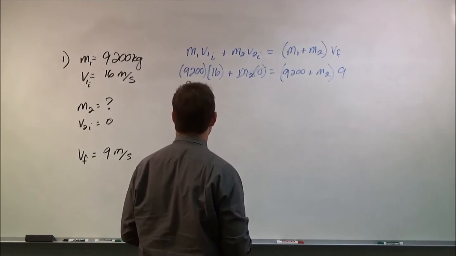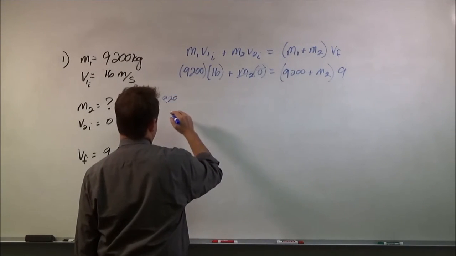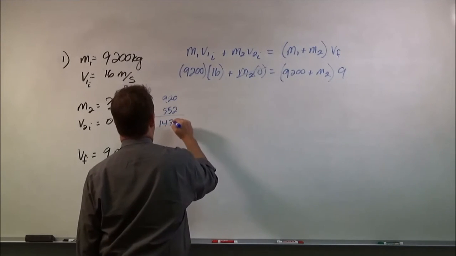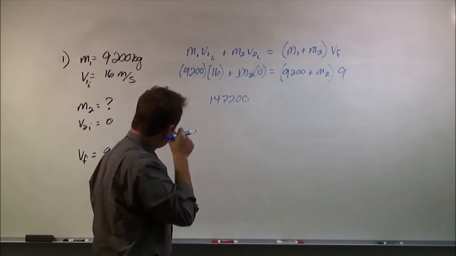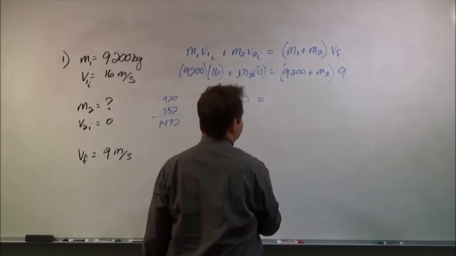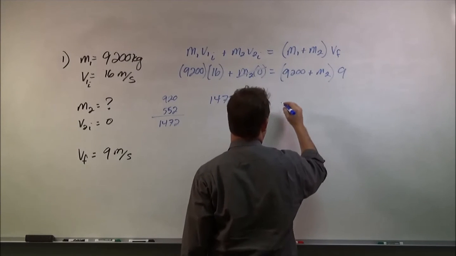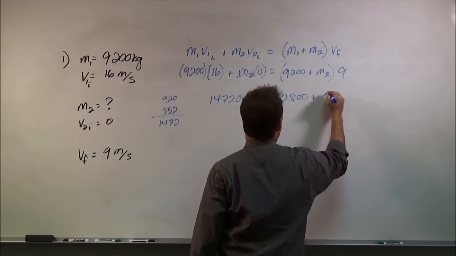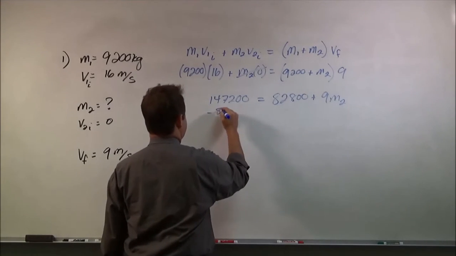92 times 16, let's see, 92 times 10 would be 920. And 92 times 6 would be 552. Add those together, it's 1472. So this is going to be 147,200 equal to 9 times 9,200. 9 times 9,000 would be 81,000, and 1,800, that would be 82,800. Plus 9m2. Once we distribute it, subtract the 82,800 from both sides.